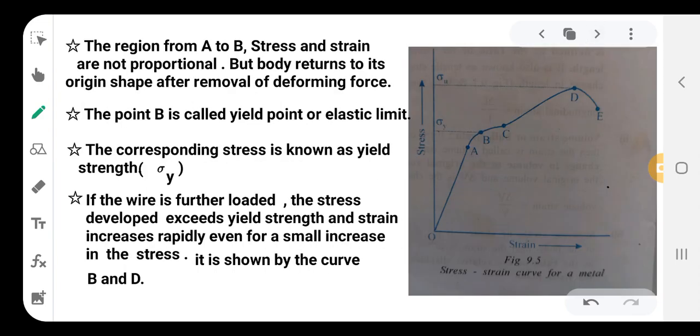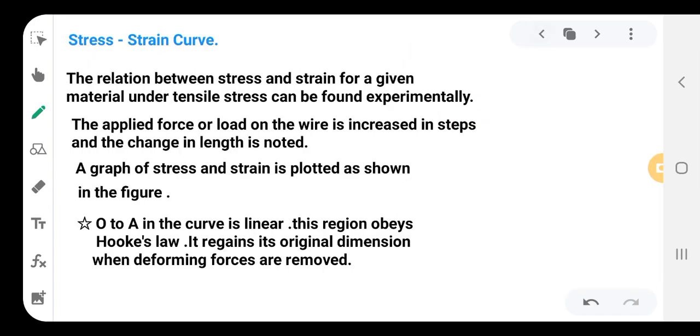This is the stress and strain curve. In the diagram you can see there are different points. Along the x-axis there is strain, and along the y-axis there is stress. Whenever we apply stress, there is a change in the strain. This is very important, it will be asked for 3 marks. The relation between stress and strain for a given material under tensile stress can be found experimentally. The applied force or load on the wire is increased in steps.